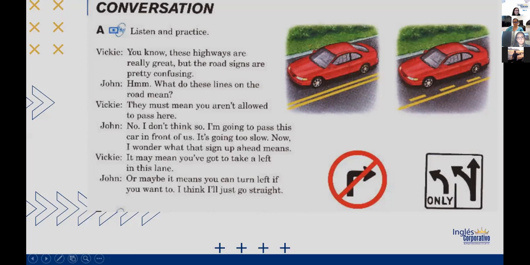So when you have that double line or this other line, but one is cut, right? They must mean you aren't allowed to pass here. No, I don't think so. I'm going to pass this car in front of us. It's going too slow now. Oh, now I wonder what the sign up ahead means. It may mean you've got to take a left in this lane. Or maybe it means that you can turn left if you want to. I think I'll just go straight, okay?